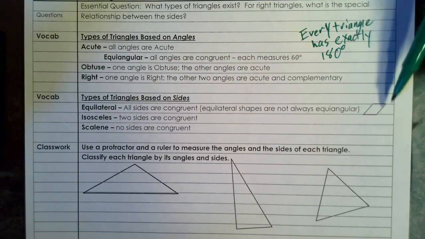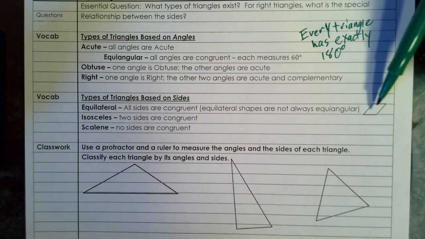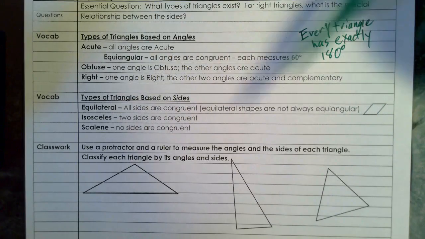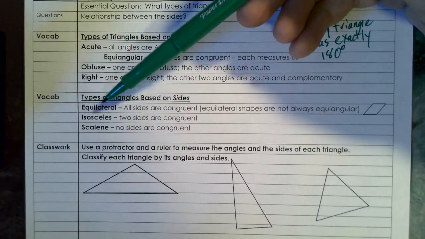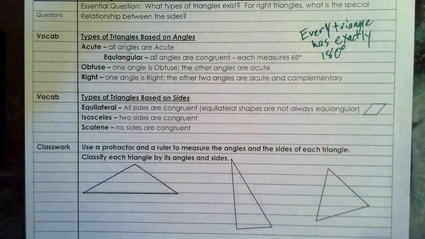But in this goofy shape here, where there are more sides, equilateral and equiangular do mean different things, but in terms of triangles, if we're equiangular, we're equilateral. If we're equilateral, we're equiangular.